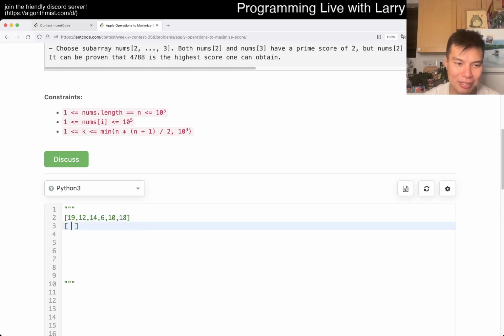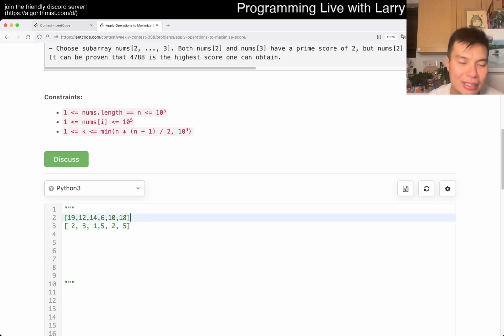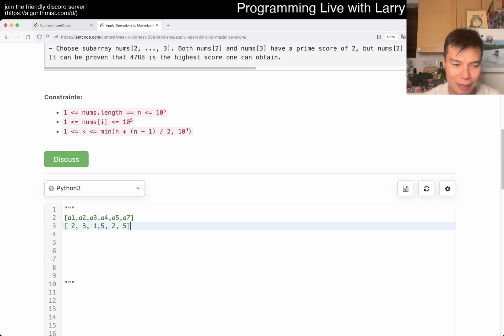So maybe you have some number like 2 primes, 3 primes, 1 prime, 5 primes, 2 primes, 3, something like this, right? Some random numbers. So now, what does that mean? Let's not even call it 19 anymore, just call it A1, A2, A3. These numbers matter, but not that much, and I'll show you why in a sec.